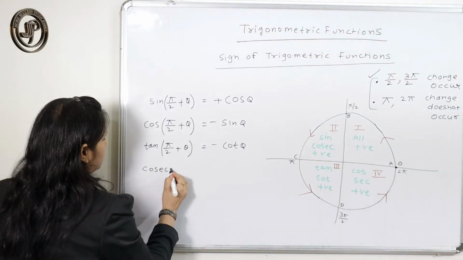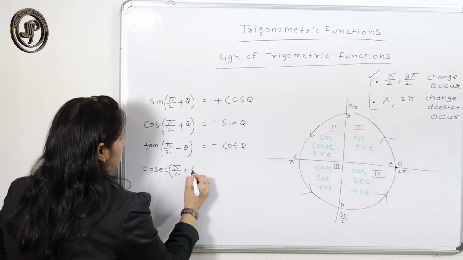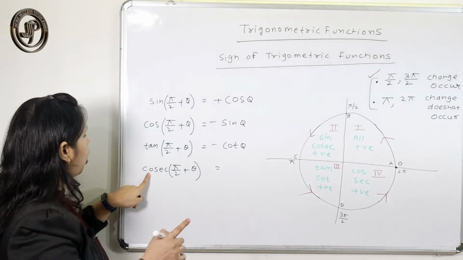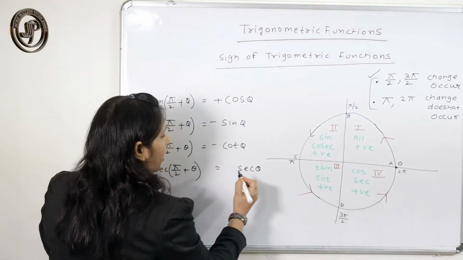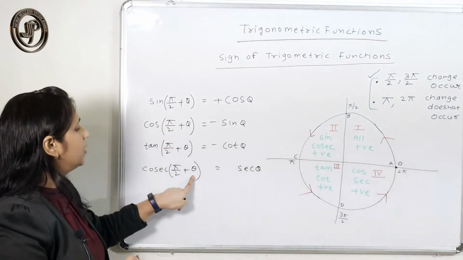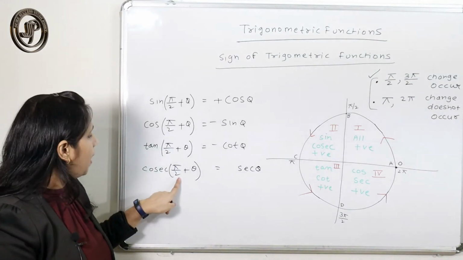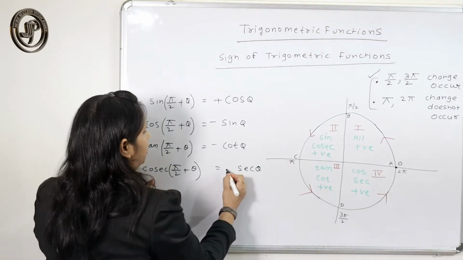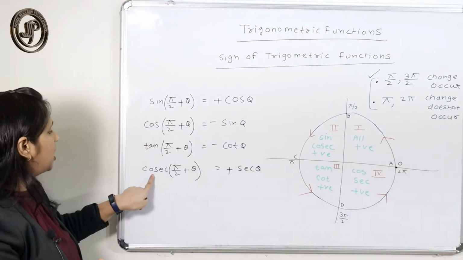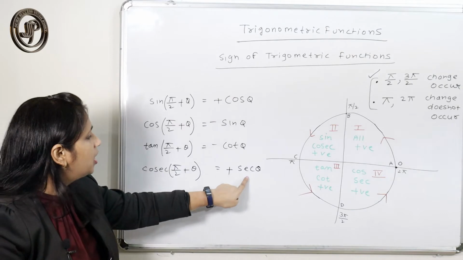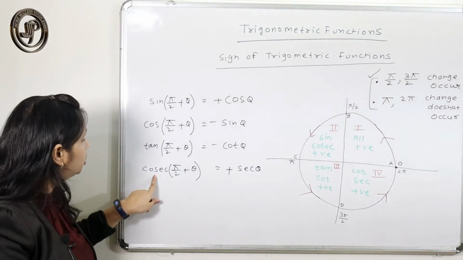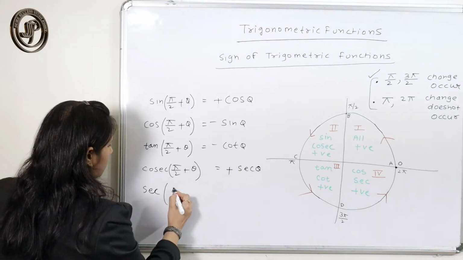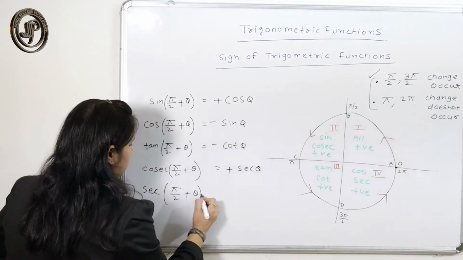Same way, cosec of 90 plus theta. Pi by 2, change occurs. Cosec is converted into sec. Pi by 2 plus theta is the second quadrant, and in the second quadrant cosec is positive. We don't consider the sign of sec. Cosec is positive.